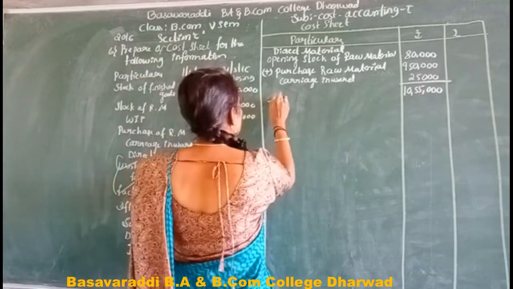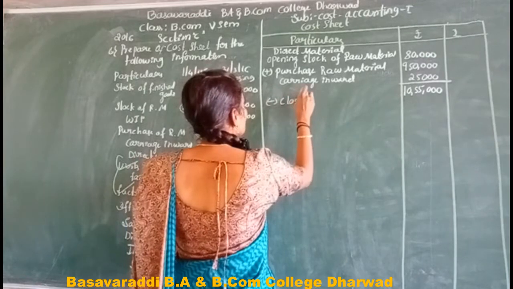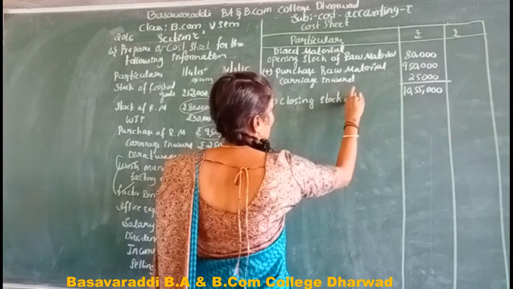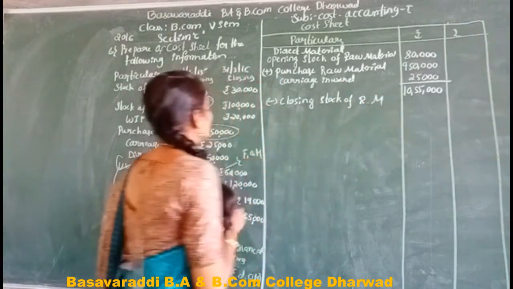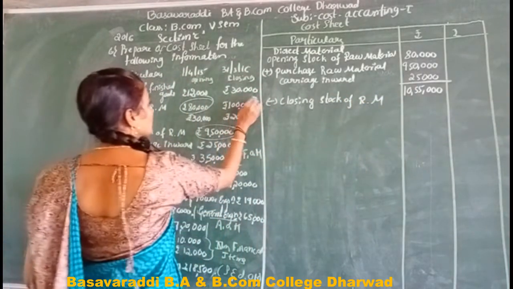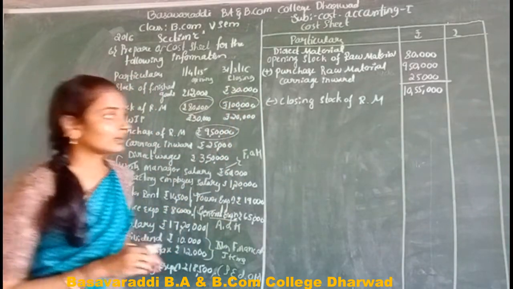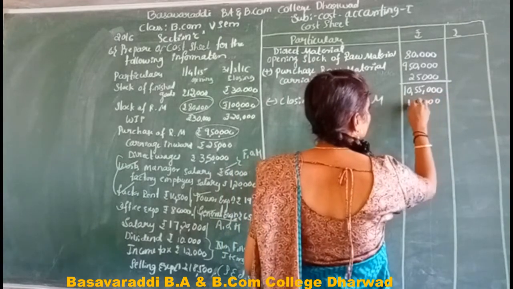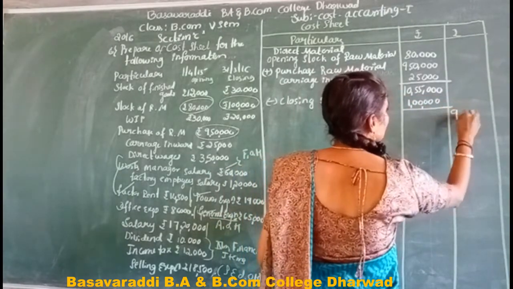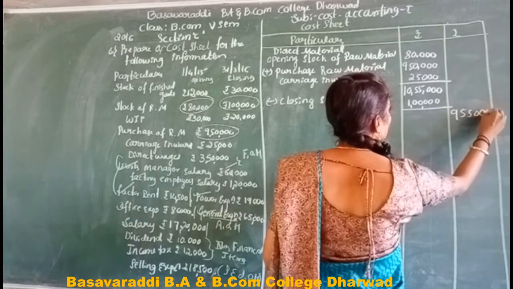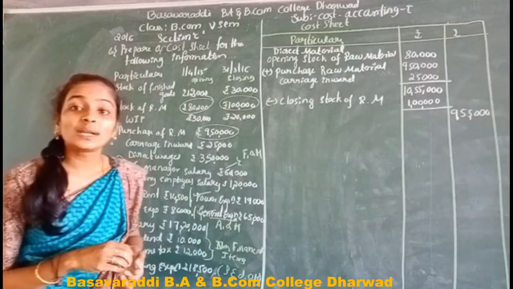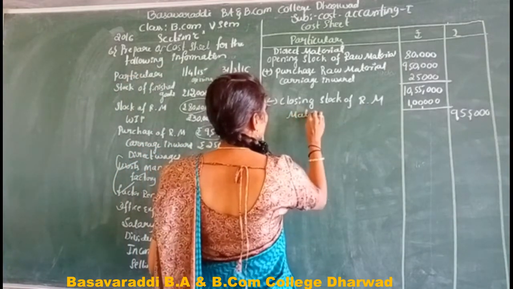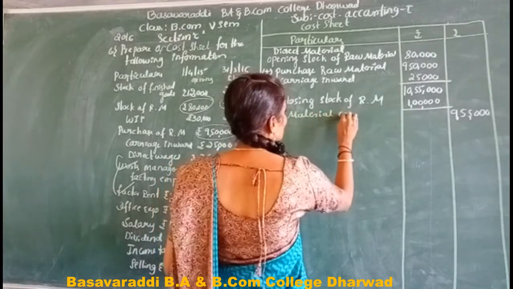10,55,000 less closing stock of raw material, 1 lakh. 9,55,000 is called material consumed.